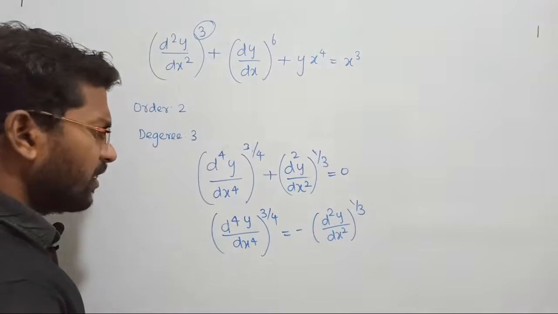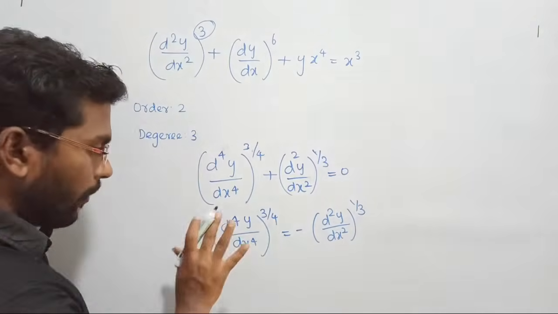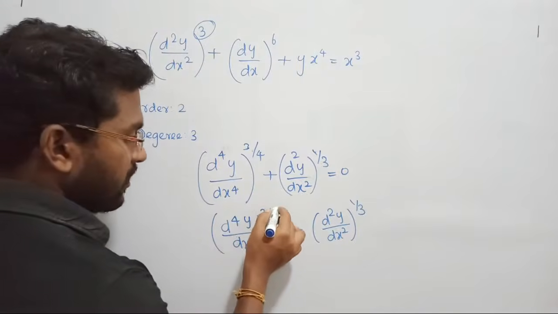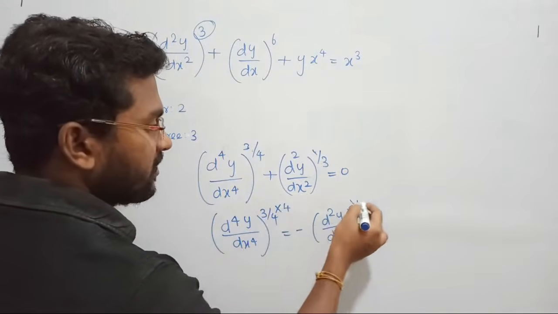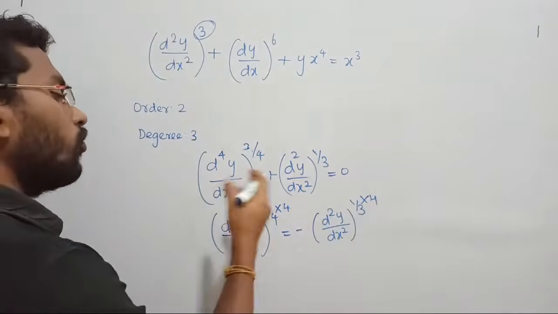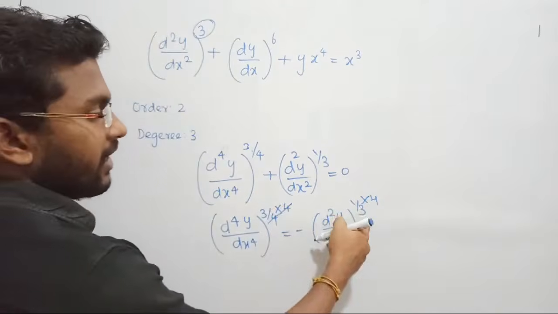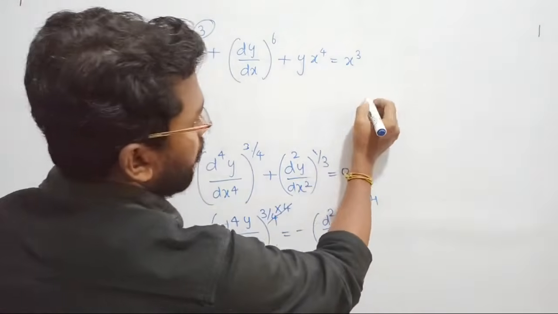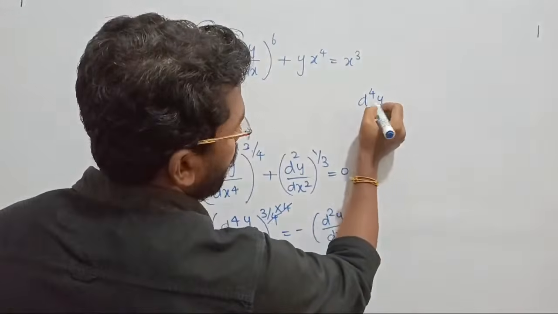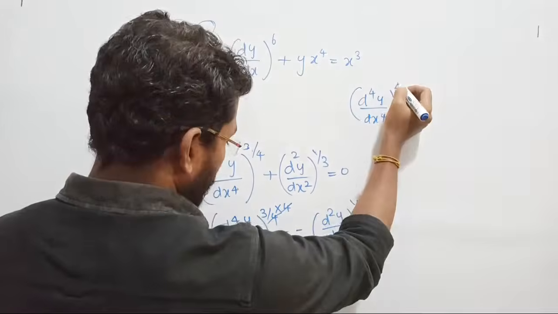Now the conclusion is, if I cannot consider 1 by 4 here, I do not need the 4, I need a proper integer value. So what you can do is just cancel this 4. So raise the power on both sides. Raise the whole power to 4 on both sides, such that this 4 gets cancelled, but here it becomes 4 by 3. In resultant, what I got here: d power 4 y upon dx power 4 whole power 4 by 3.